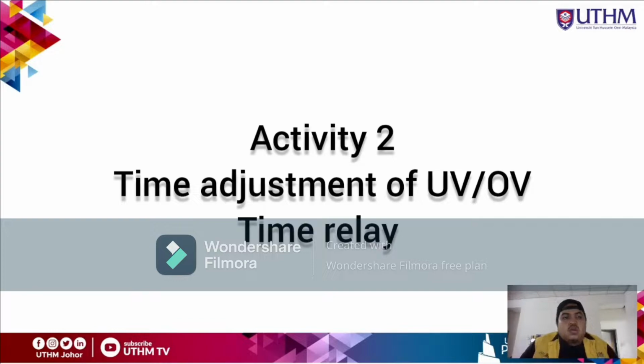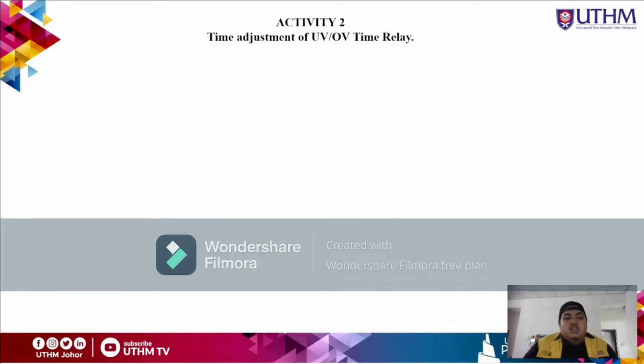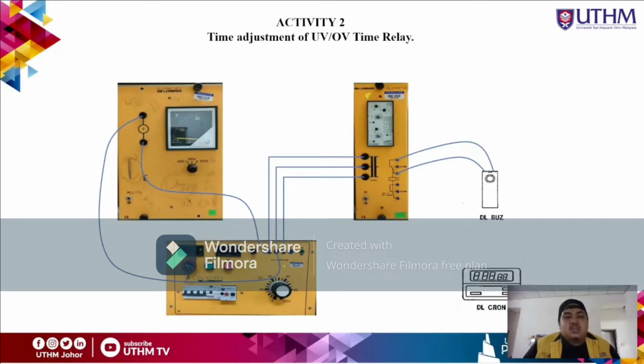Assalamualaikum warahmatullahi wabarakatuh. I'm Muhammad Fahmi Zardin with matrix number AE1800083 from group A1.3. For this lab chapter, the protective relay lab, I will explain activity 2, which is time adjustment of undervoltage and overvoltage time relay. The connection of the experiment setup is the same as activity 1, which is the connection between power supply, relay, voltmeter and buzzer with the timer.